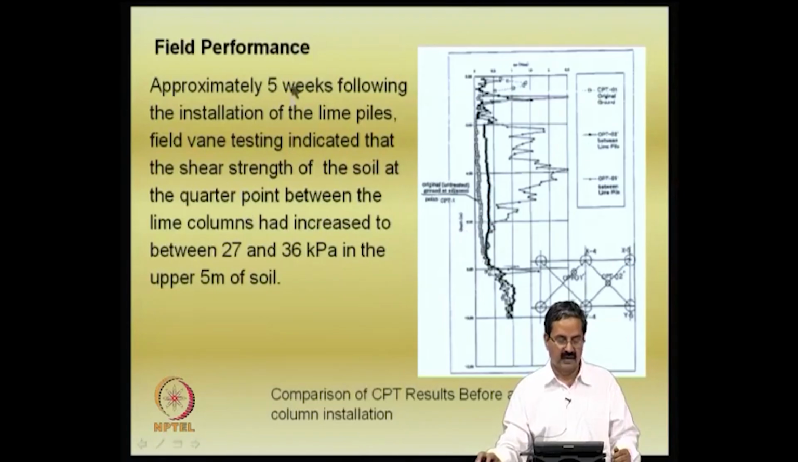So, after 5 weeks following the lime columns, vane testing indicated the shear strength of the soil at the quarter point between the lime columns has increased to 27 to 36 kPa. You can see that it is a very good increase, right. So, from 15 kPa it has become almost double. So, this is the area where it is quite comfortable.